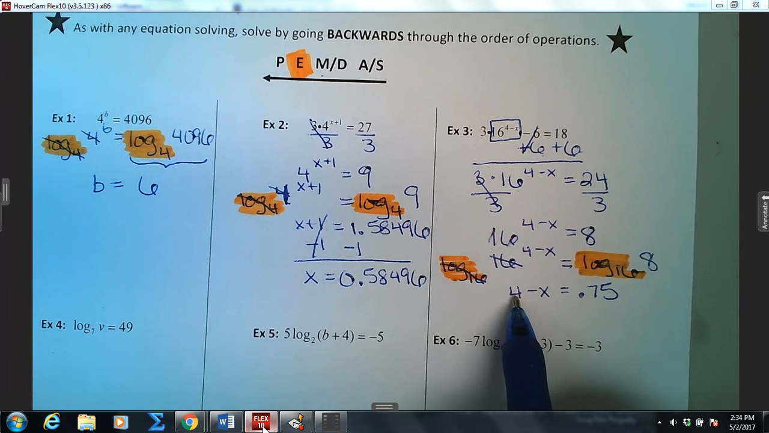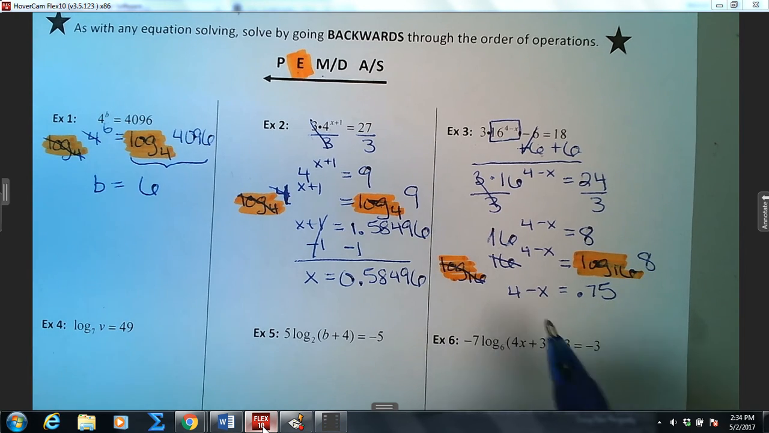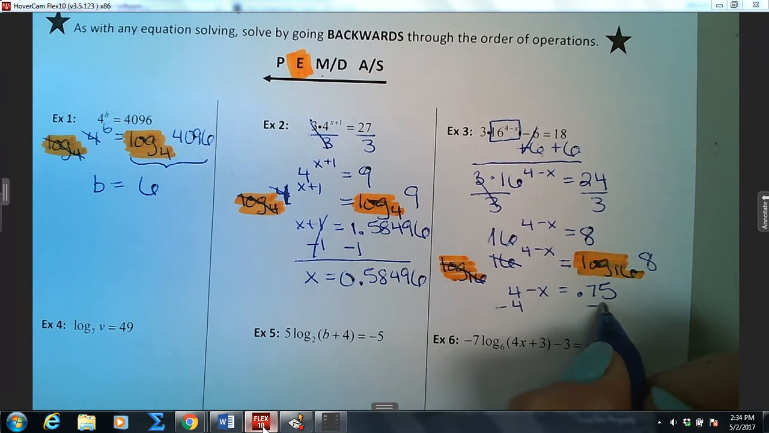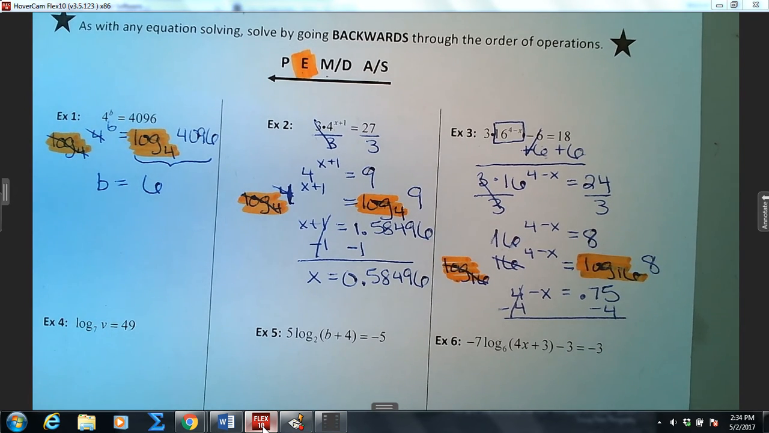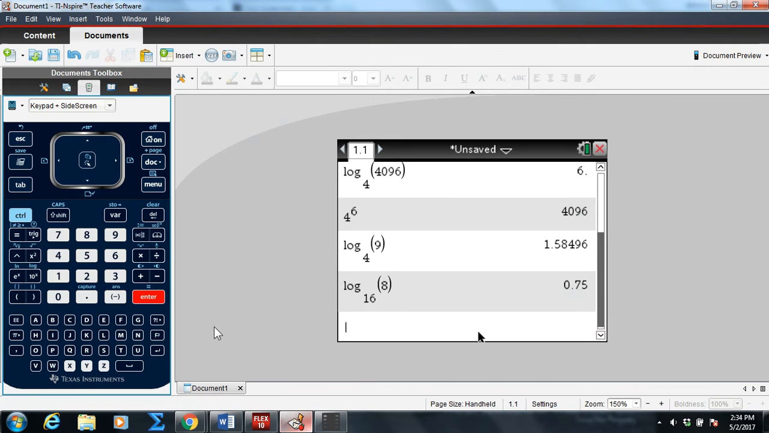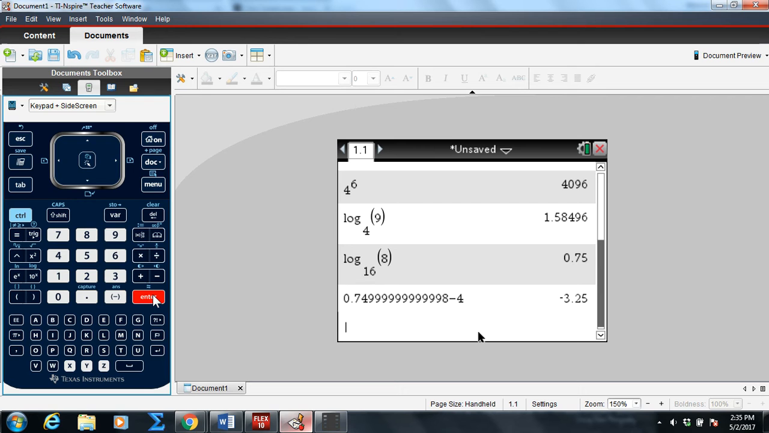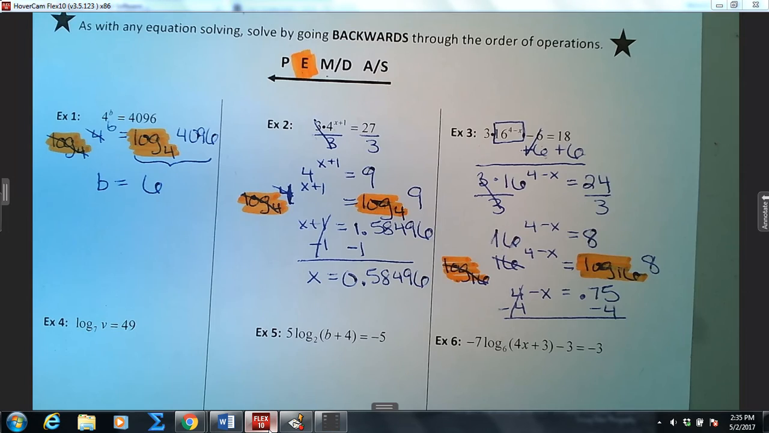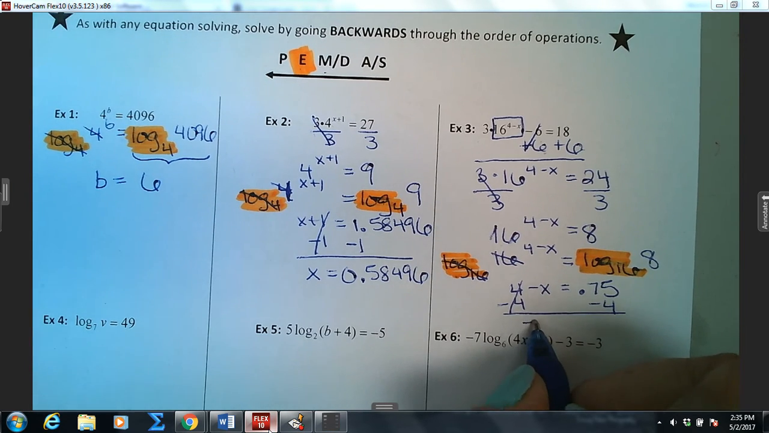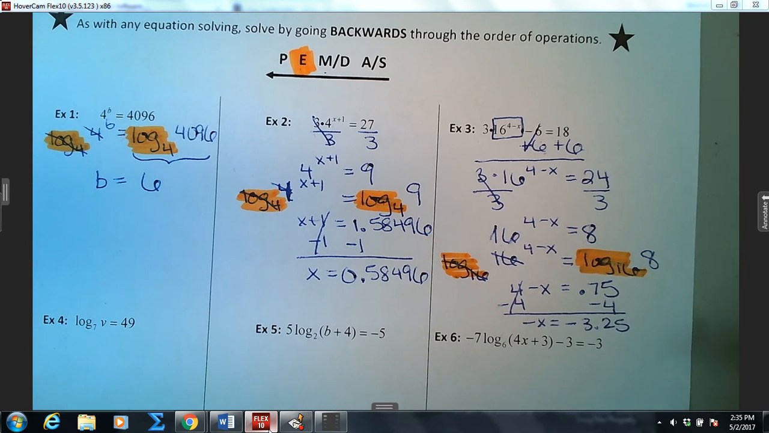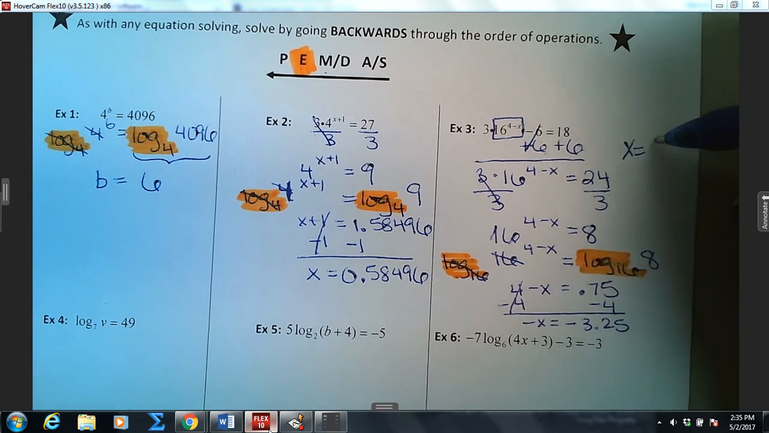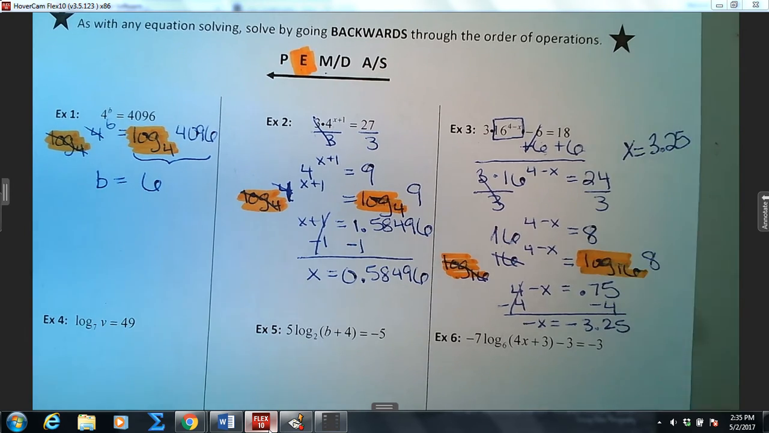I've got to get rid of this 4 and get rid of this -1. I want to subtract away the 4 first. You can continue to use your calculator if you need to. 0.75 minus 4, just say minus 4, it'll use the answer you just got. So that's -3.25. So I've got negative x equals -3.25. So that means positive x is going to equal positive 3.25.